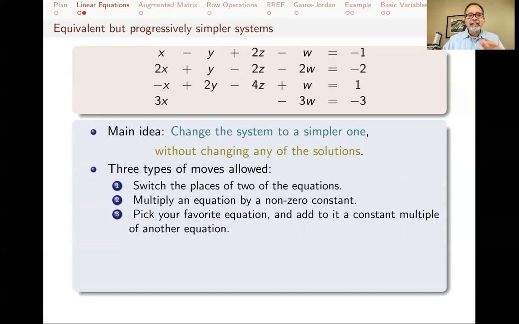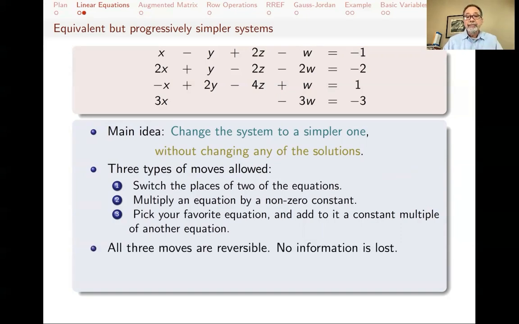Why don't these things change the solutions to the system? It's because actually all three moves are reversible. No information is lost. If you didn't like what you did, you can always go back. So if you switched and you didn't like it, you can switch back. If you multiply it by a non-zero constant, you can multiply by its reciprocal, and you're back to where you started. If you added 5 times an equation to another equation and you didn't like it, add minus 5 times that first equation to this one, and you will be back where you started.